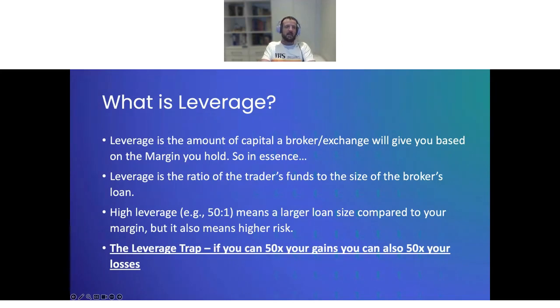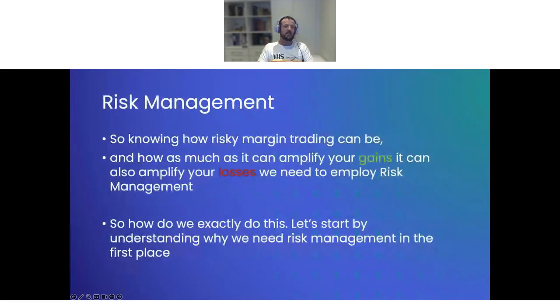So let me touch a bit on risk management, just to give you a bit of an outline on that. Knowing how risky margin trading can be, and that it amplifies your gains but can also amplify your losses, we need to employ risk management. What's quite important when it comes to risk management is we need to understand why we need it in the first place. So why do you need to manage your risk? I think there's a really great example that I'm going to show you guys as to why risk management becomes so key and so important.